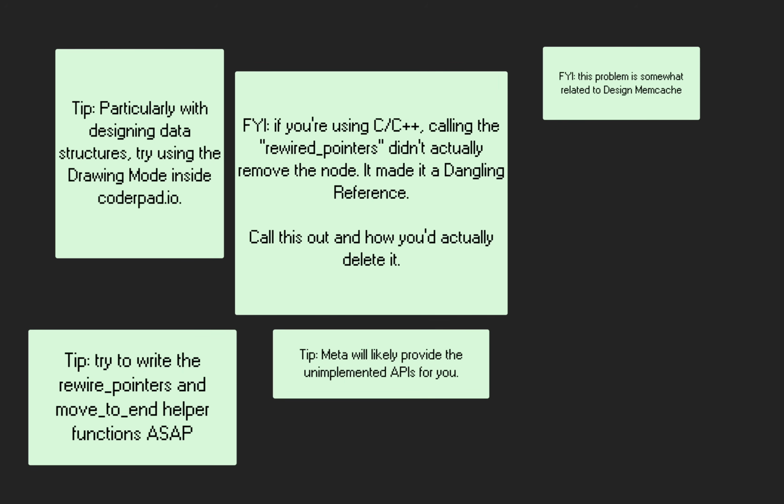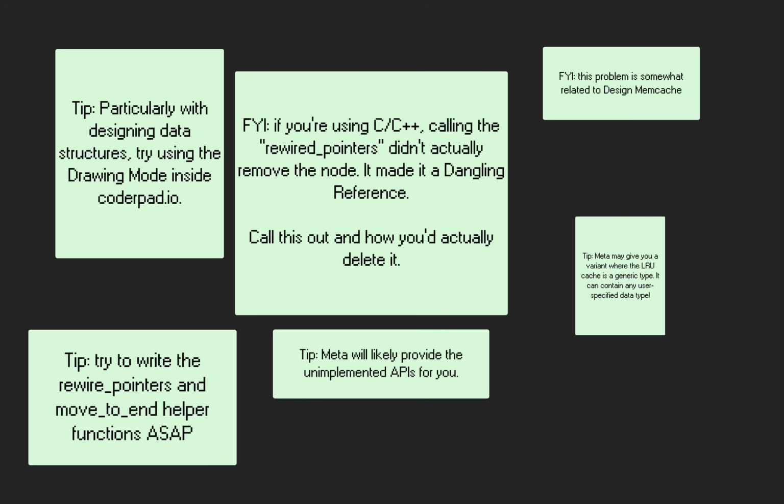This one's a bit more of an FYI, but when we rewired pointers, I said it essentially removes the node. In reality, for languages like C or C++, it's not actually deleted. It's known as a dangling reference and will contribute to a memory leak. If you're using C or C++, first off, why? But secondly, make sure you point this out. It's always best to delete it, using smart pointers ideally, and setting it to null pointer so no one else messes with it.